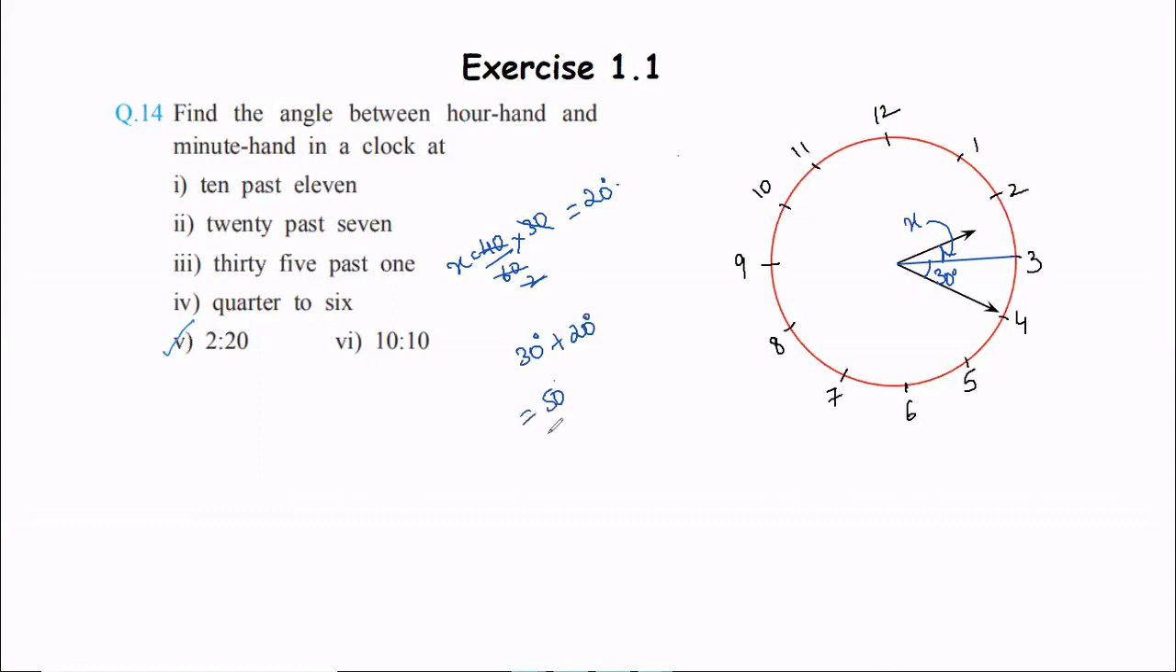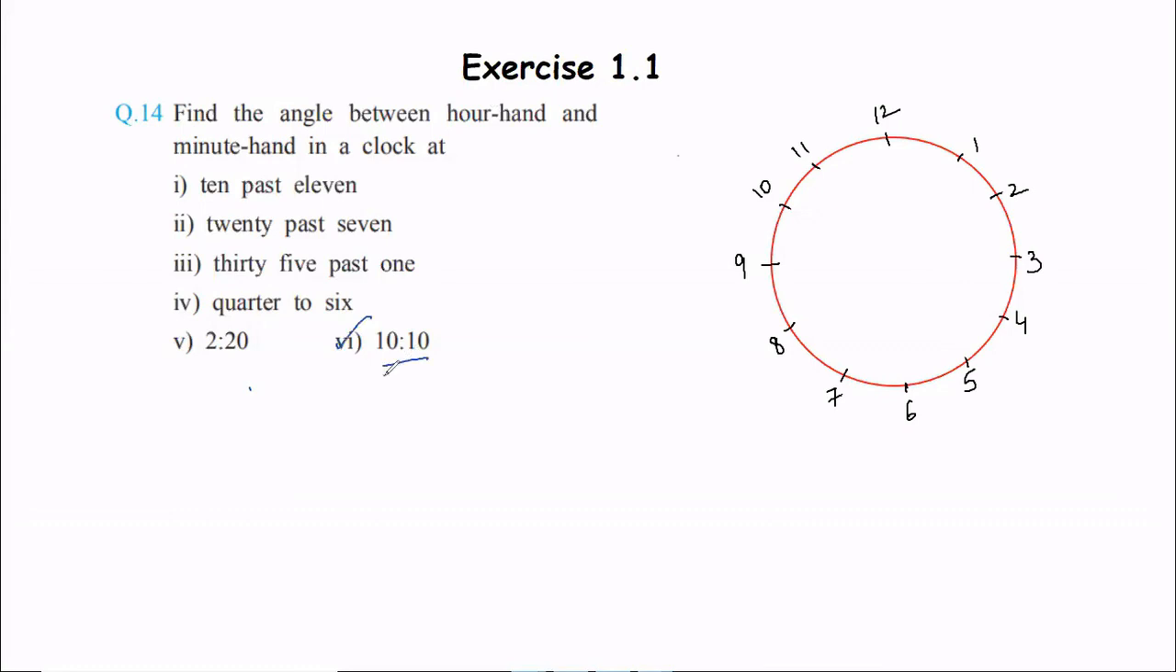Why did I do 40 by 60? The reason is 20 minutes have already passed, so I need to find the angle for the remaining 40 minutes. That's why I did 40 by 60, and the answer will be 50 degrees. Now moving to the sixth sum and the last sum of the exercise.